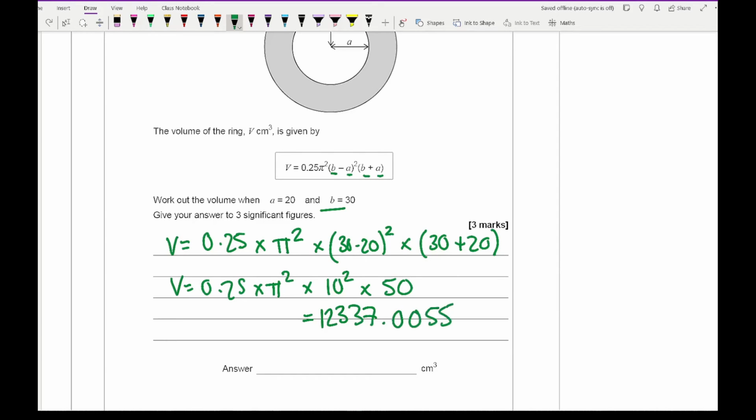12337.0055. Now the question is asking me to round it to 3 sig fig. So 3 sig fig represents 100, so I want to round this number to the nearest 100, so it's 12300.